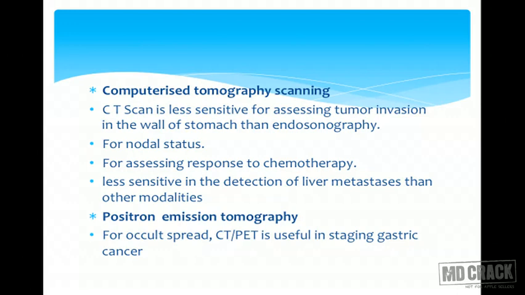CT can be used for assessing the nodal status, for assessing response to chemotherapy, and for assessing liver metastasis and bone metastasis, but it is not as sensitive as abdominal sonography or endoluminal ultrasound for assessing metastasis in the liver. Positron emission tomography is used to detect occult spread in the body, to assess the response to chemotherapy, and to prognosticate how far the spread has occurred.